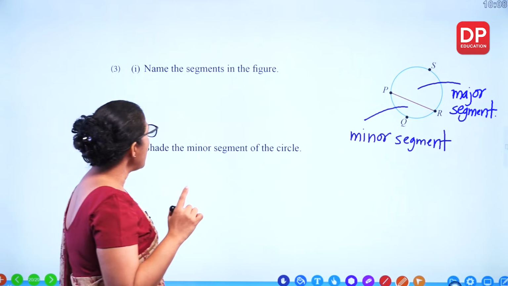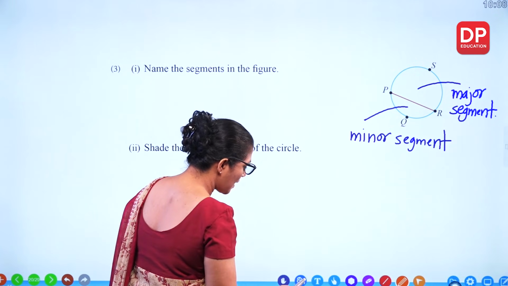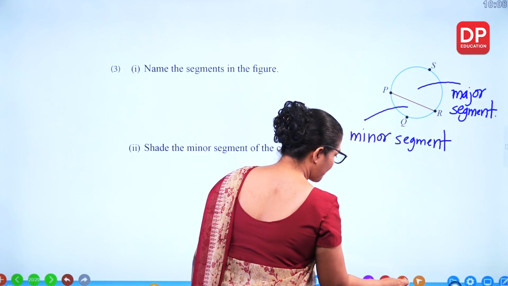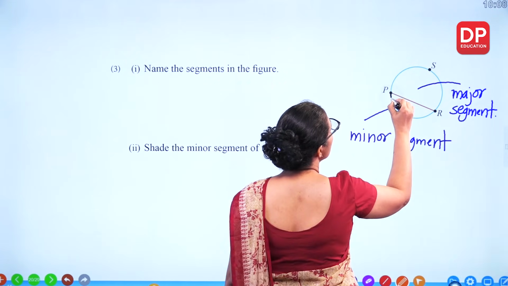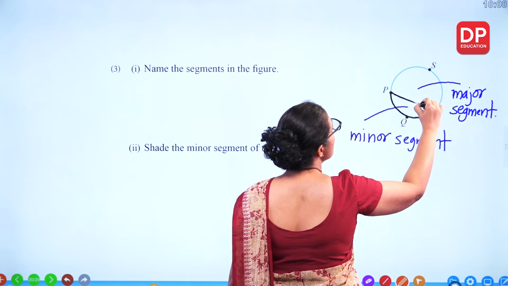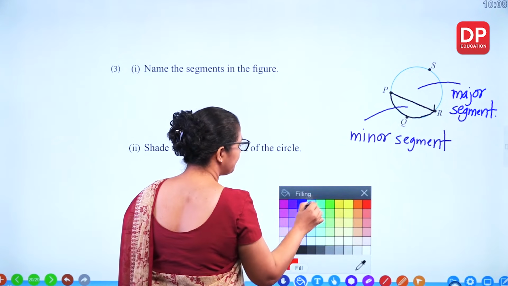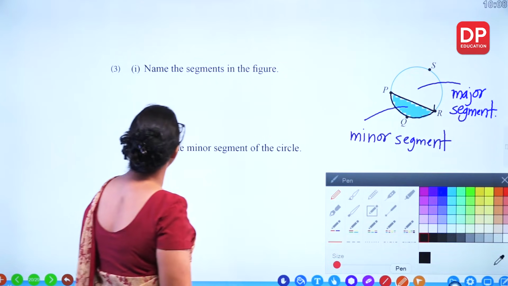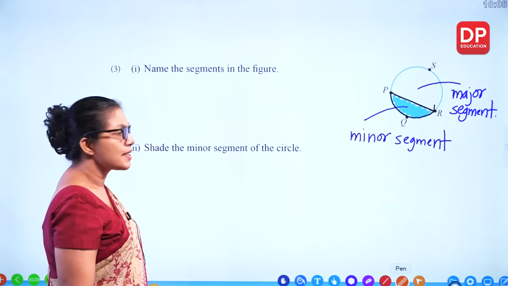Shade the minor segment of the circle. We'll shade the minor segment. I'll first separate it and then put a color. So you get this one. So shade the minor segment of the circle. So that's the minor segment.